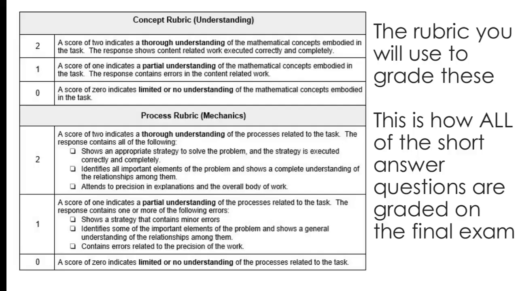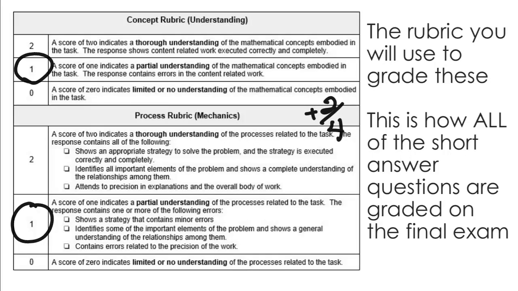Okay? So for yours, I would say you had a partial understanding of the concept, and I would say probably another 1, maybe a 2. So I would give her a 2 out of 4. 2 out of 4. Okay? But this is the rubric that we use.